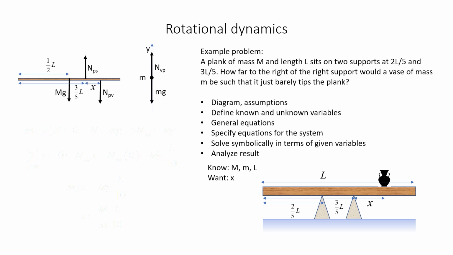I include the pertinent distances on my extended free body diagram. The gravitational force is in the middle of the plank, so it's at 1/2 L. The normal force coming up from the support is at 3/5 L. And x is the distance between that support and the normal force pushing down from the vase. Then I do a simple free body diagram of the vase. I have the normal force on the vase from the plank pointing up, equal and opposite to the gravitational force pushing downward.